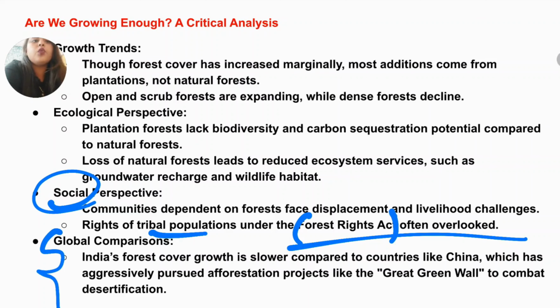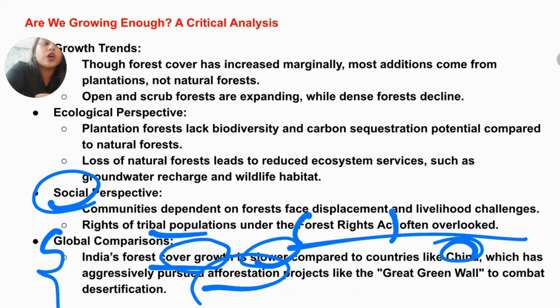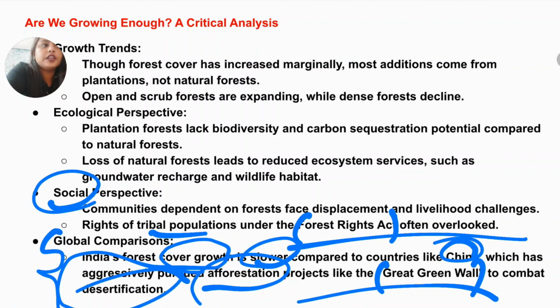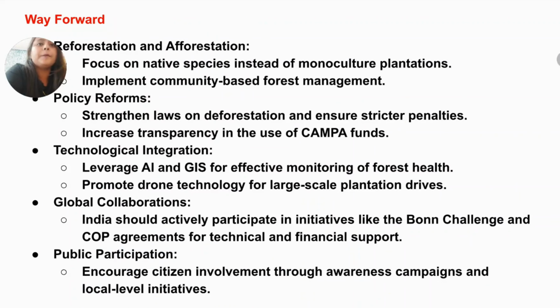in order to enhance forest cover. And coming to the global comparison, India's forest growth is slower compared to countries like China, which has aggressively pursued afforestation projects, which they have named the Great Green Wall, so that they wanted to tackle desertification. So we are even standing behind China.